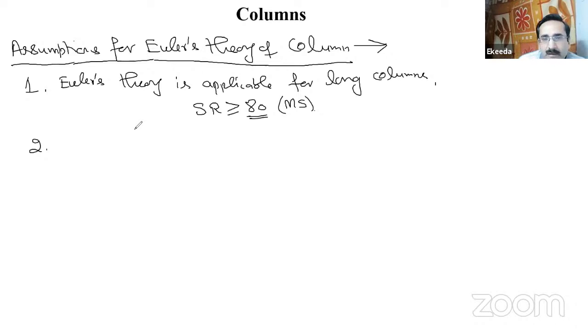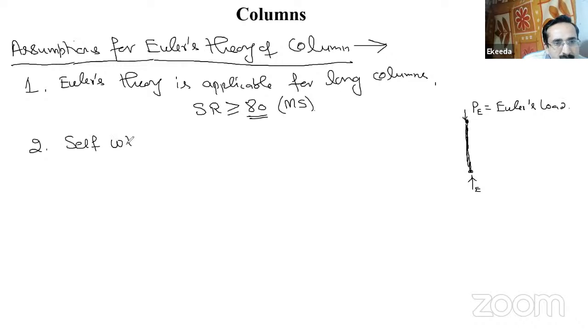Secondly, when we are applying the compressive load, we assume that the weight of the material itself is neglected. Whatever load is applied, this PE is called Euler's load. So the self weight of the material is neglected.